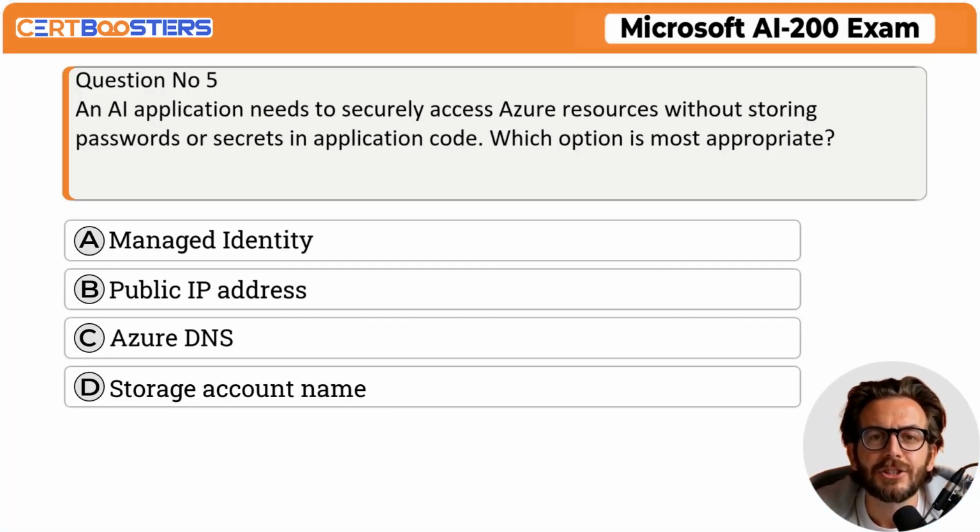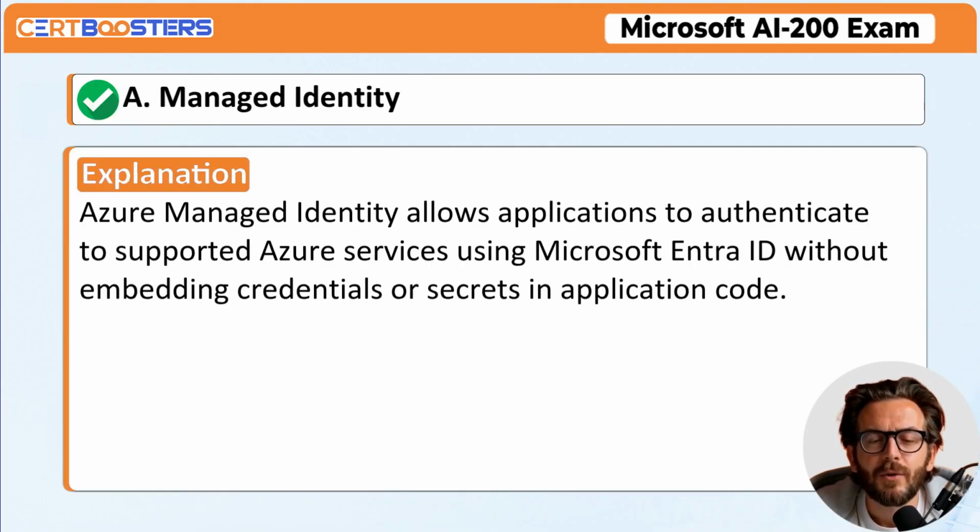Question number 5. An AI application needs to securely access Azure resources without storing passwords or secrets in application code. Which option is most appropriate? A. Managed Identity. B. Public IP address. C. Azure DNS. D. Storage account name. Correct answer: A. Managed Identity. Explanation: Azure Managed Identity allows applications to authenticate to supported Azure services using Microsoft Entra ID without embedding credentials or secrets in application code.